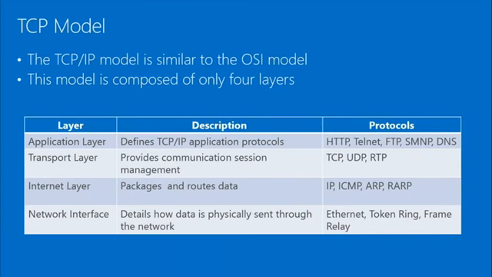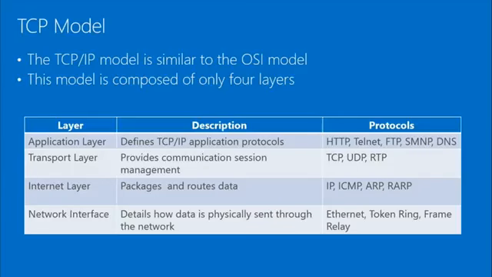The TCP model. So we've talked about the OSI model. The TCP model is actually a little bit different. It's similar to the OSI model, and it allows interconnectivity and intercommunication between devices. The TCP model is only comprised of 4 layers. The application layer, which defines the TCP/IP application protocols. The transport layer that provides communication session management. The internet layer, which packages and routes data. And then the network interface, which details how data is physically sent through the network.